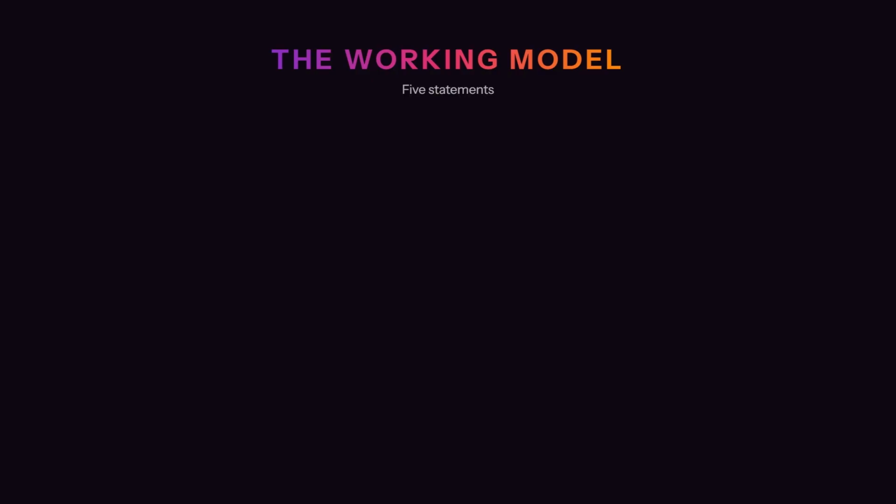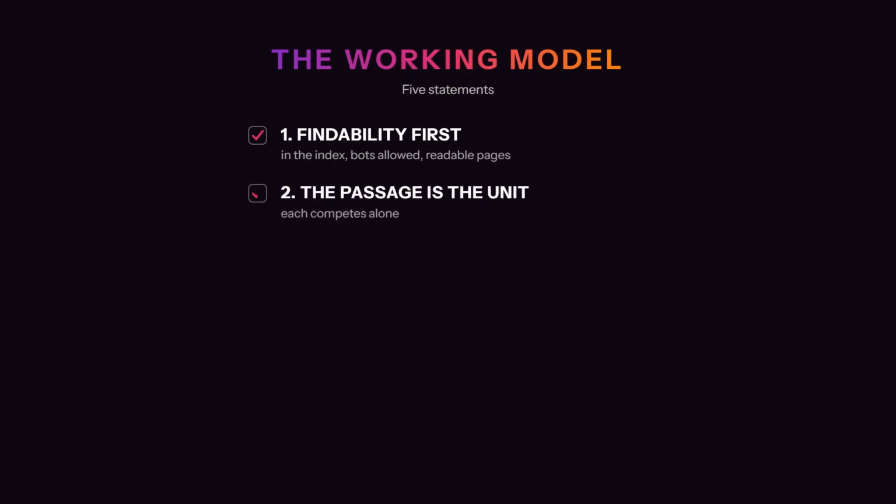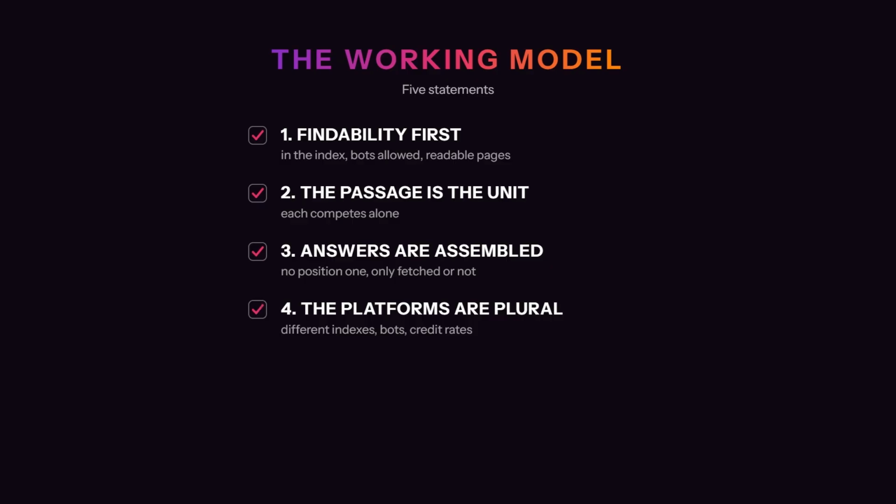Let's compress the whole lesson into 5 statements. This is what you'll reason from. 1. Findability comes first. Being in the index, bots allowed in, readable pages. These gates are absolute. 2. The passage is a unit. Your site is a collection of passages. Each competes alone. 3. The answer is assembled, not ranked. There's no position 1, only an answer that you can be fetched into. 4. The platforms are plural. Different indexes, different bots, credit rates that differ by a factor of 20. 5. The systems change, so the lasting asset is understanding the structure, not memorizing the way things are today.